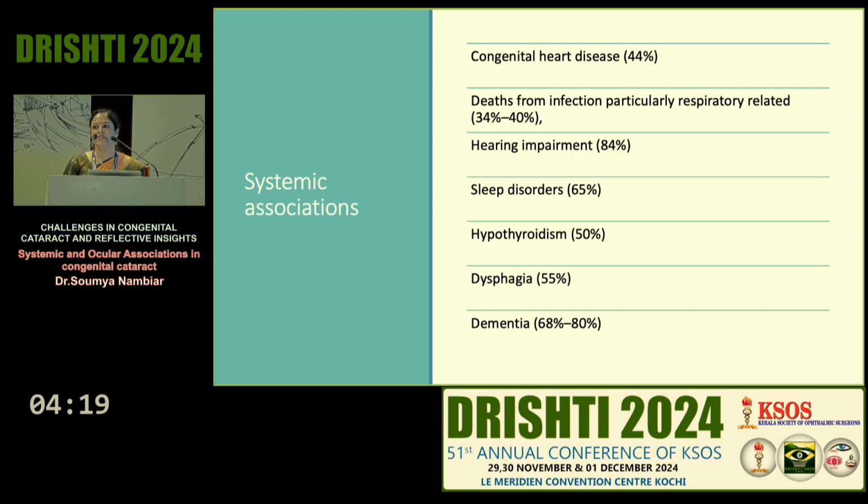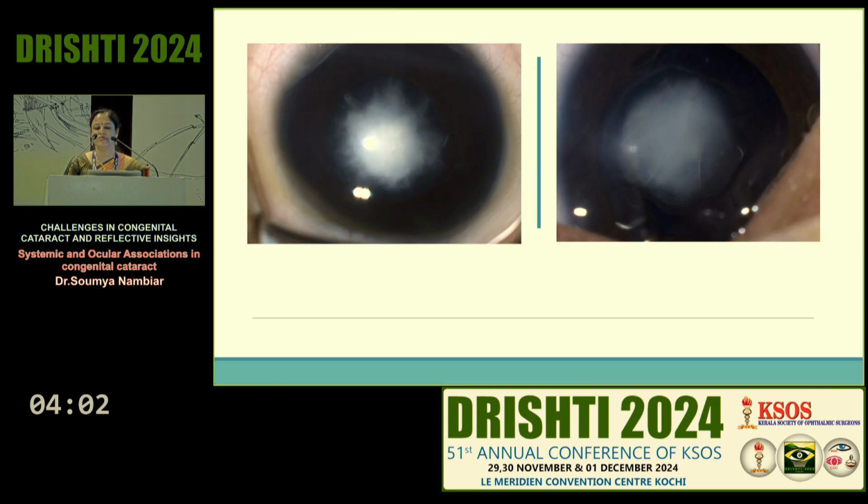Remember to look out for these systemic associations in a child with Down syndrome. Look out for congenital heart disease. Look out for death from infection, particularly respiratory related. Hearing impairment could be associated. Sleep disorders, hypothyroidism, dysphagia, and dementia could occur along with Down syndrome.